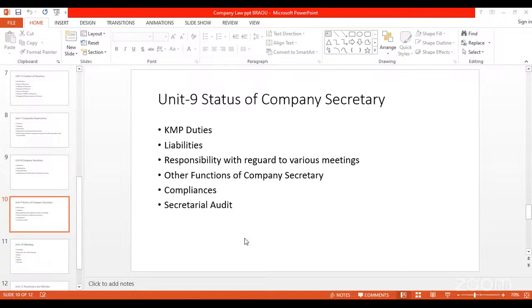Well, with this secretarial audits topic, we are done with Unit 9, that is status of company secretary. So for now, this is sufficient because there is not much time to start a unit and finish it off today. So if there are any doubts, you need to ask.